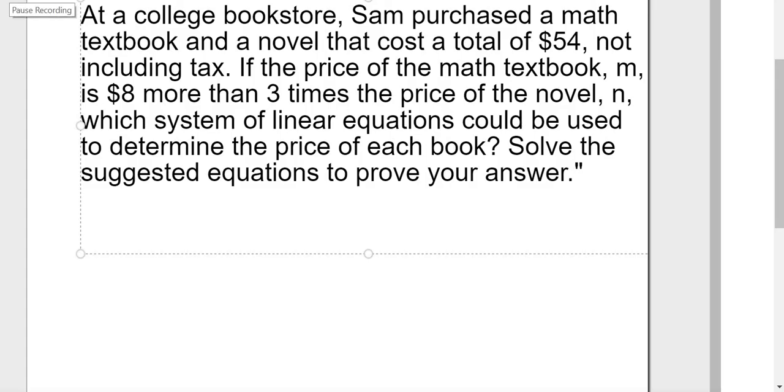It says, at a college bookstore, someone purchased a math textbook and a novel that cost a total of $54, not including tax. If the price of the math textbook, M for math, is $8 more than 3 times the price of the novel, N for novel, which system of linear equations could be used to determine the price of each book? Solve the suggested equations to prove your answer.